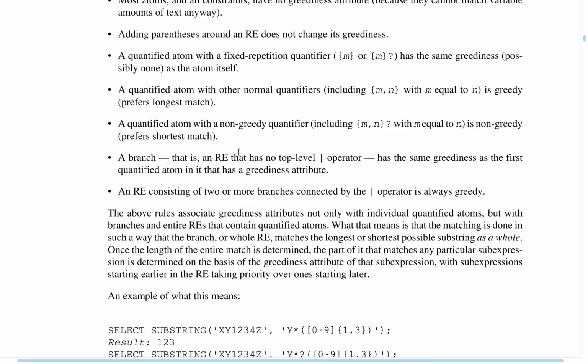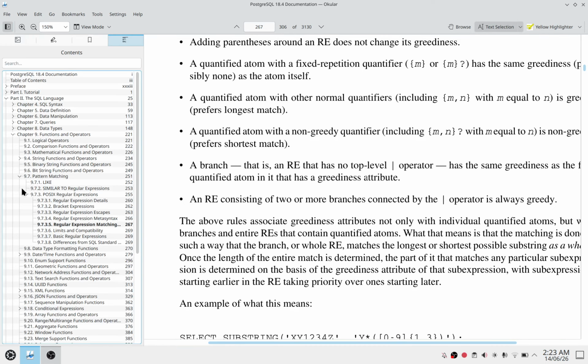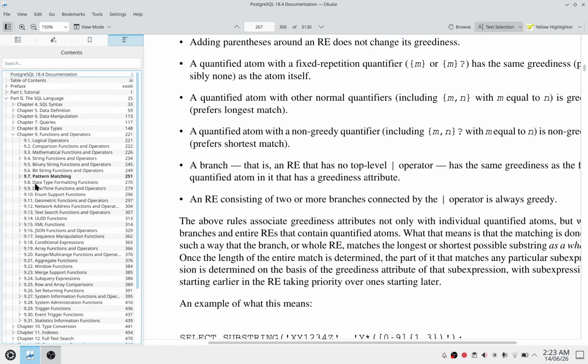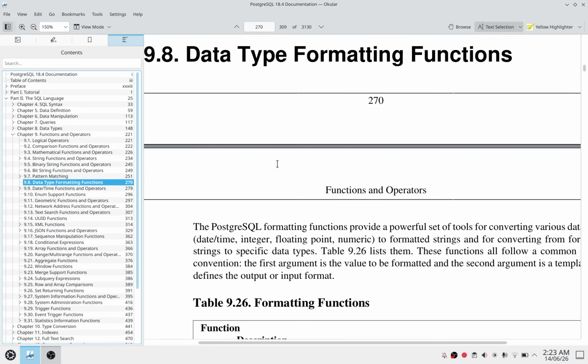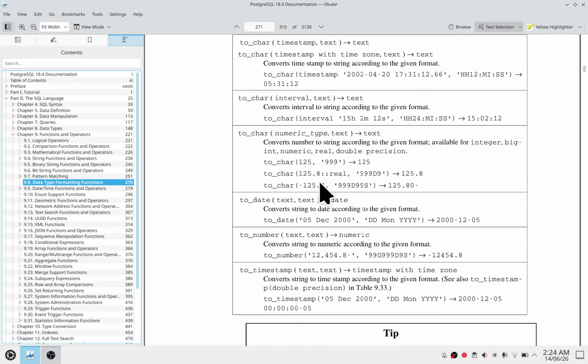Sorry for the word. So with this, I will end this video here, and tomorrow we will continue with data type formatting functions. Now this is going to be very useful for us. You always need to format data to a certain output which you need, and this will come very handy when we need this.